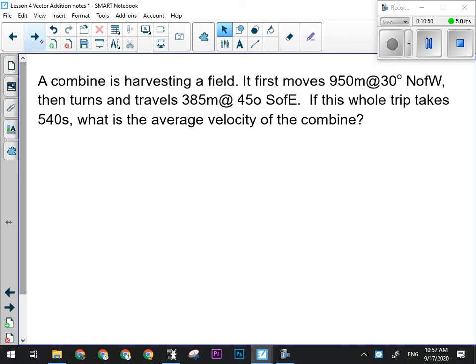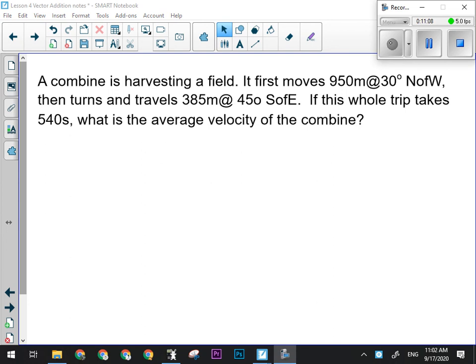If you're going to find average velocity, what do you need first? Displacement. They give you the time, so you've got a vector addition question to get the displacement, and then a simple v equals d over t question after that. All right, give you some time on that one.